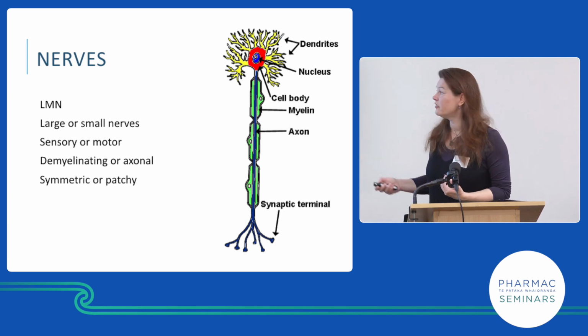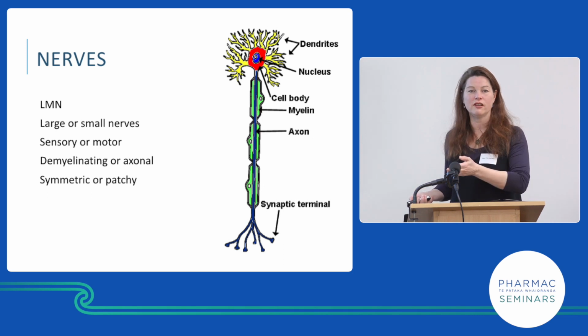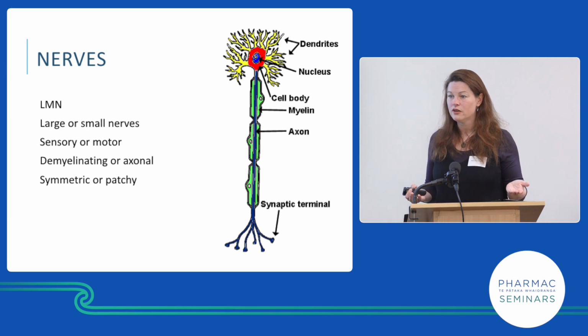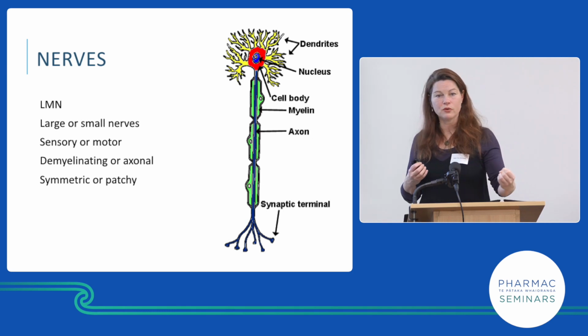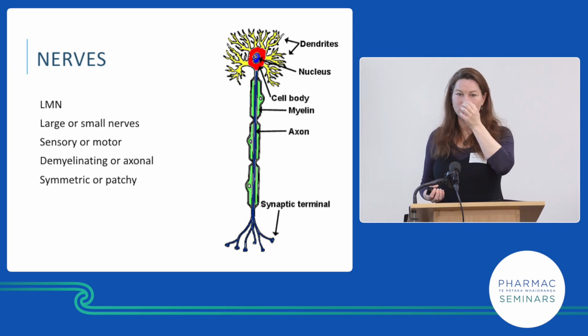And axonal has loss of signal, dropped amplitude. Demyelinating, loss of myelin causes what? Slowing. So the nerve conduction is slowed. That's why we do nerve conduction studies, to separate those two, to identify if it's motor and sensory and whether it's demyelinating or axonal. What do you think carpal tunnel is? Is that an axonal or demyelinating problem?